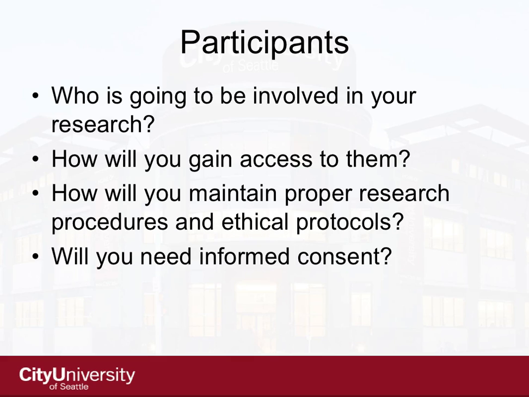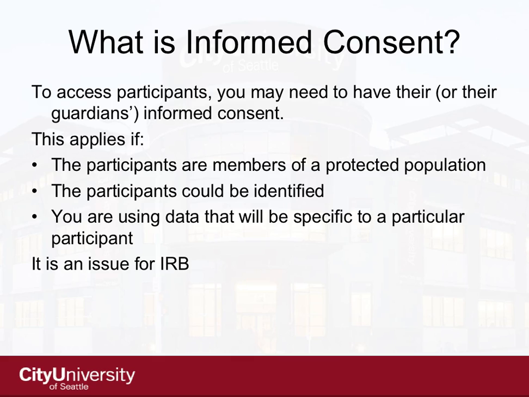For example, your participants. This is going to be a section. Participants: who's going to be involved? How will you gain access to the participants? How do you maintain proper research procedures and ethical protocols? How do you make sure that the people can opt out if they want to? Will you need informed consent? Yes, you will need informed consent. That has to be included in a section of that. And think of these as headers, headings in Chapter 3.